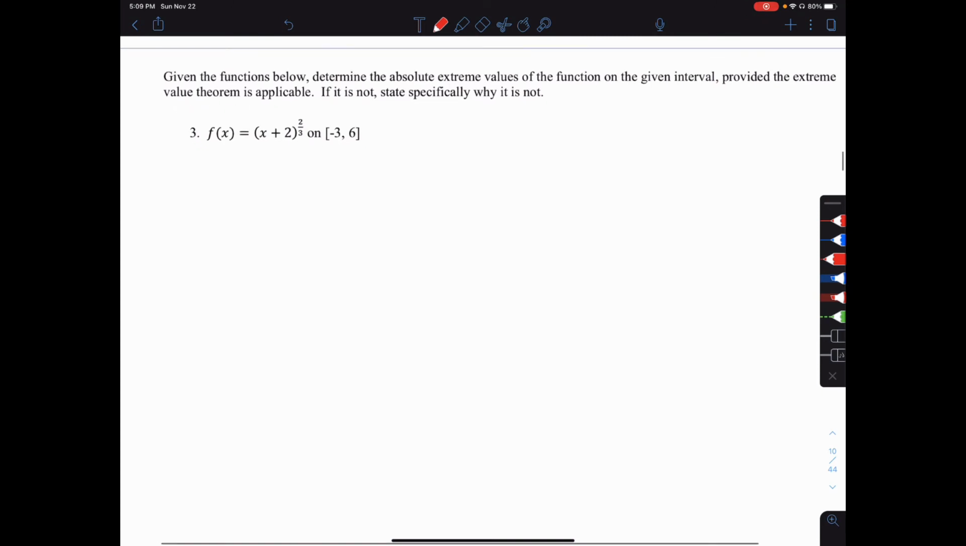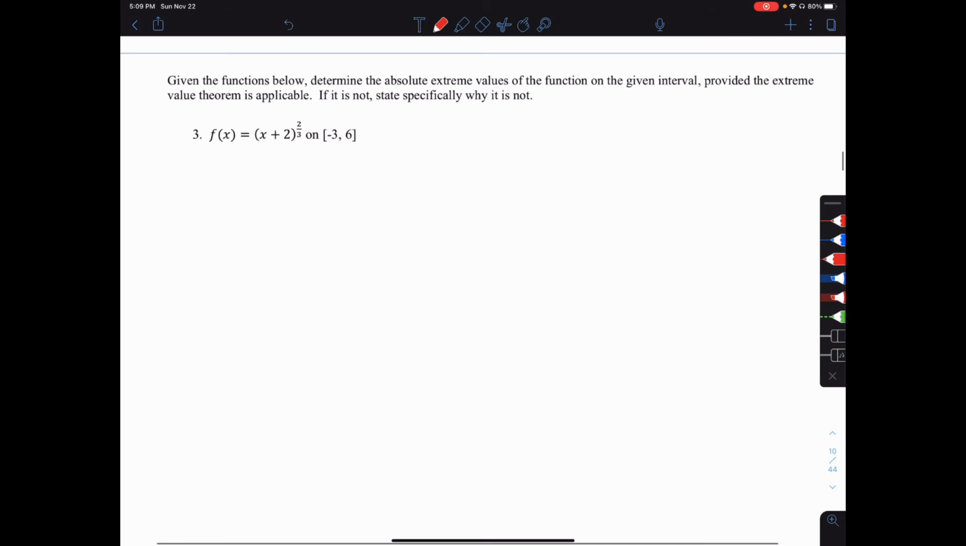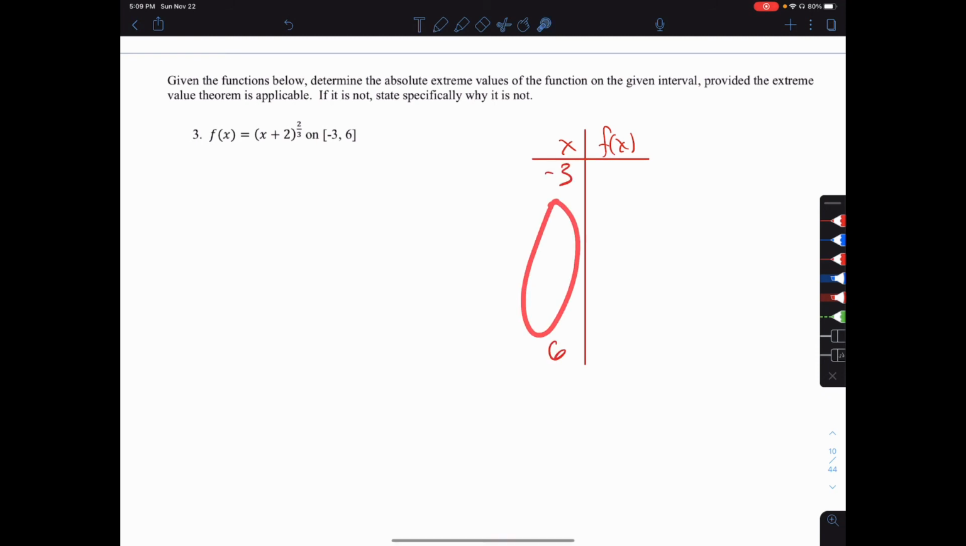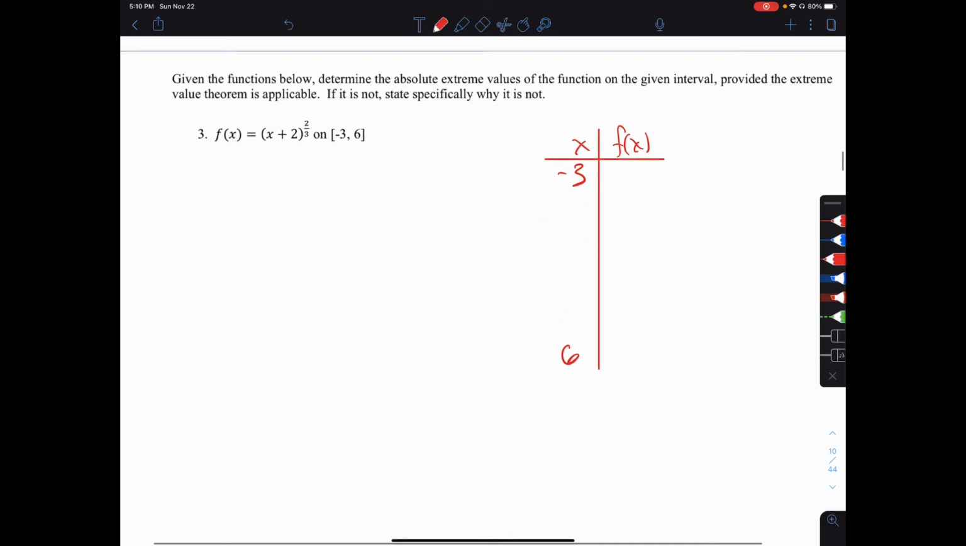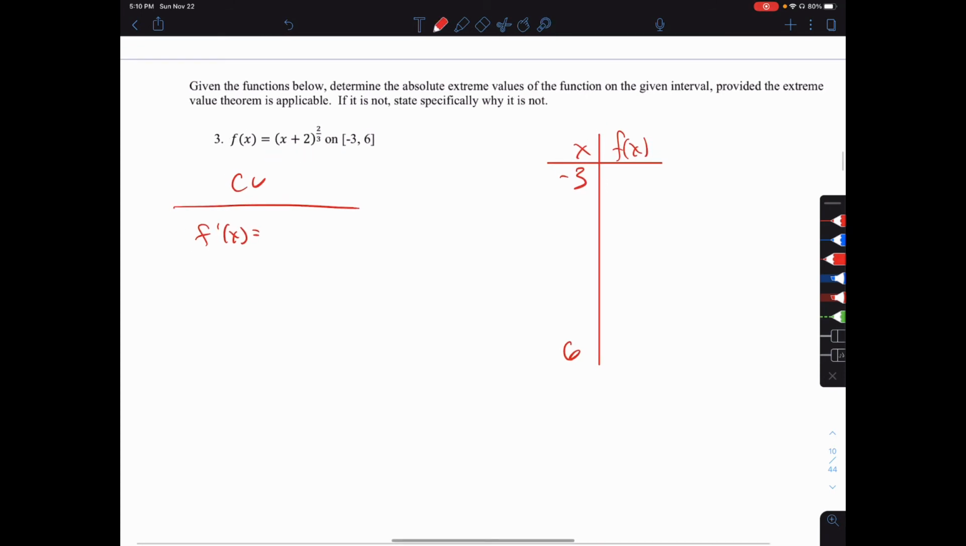So the candidates test would say that when we make our table, we have to make sure that we include the n values, and as many critical values as we can get from the first derivative is going to go between. Who knows how many we're going to have. So we take the first derivative, this is going to be a chain rule here, put the 2/3 in front, inside stays the same, subtract 1 from the exponent, will be negative 1/3. Derivative of the inside is 1.